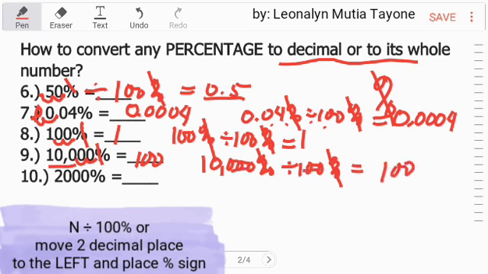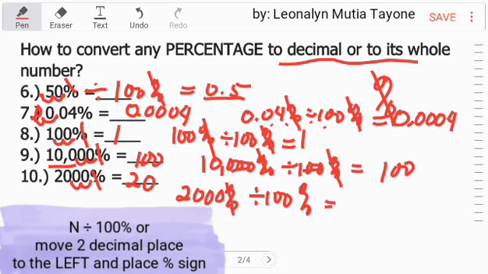Another example pa. Number 10, 2,000%. I-move mo lang to the left side at i-cancel out mo itong percent sign mo. Ang sagot dyan ay 20. So, in other words, 20 o 2,000% divided by 100%. Cancel out mo ito. Total, 100 lang naman yan. 2 0. So, the answer is 20.